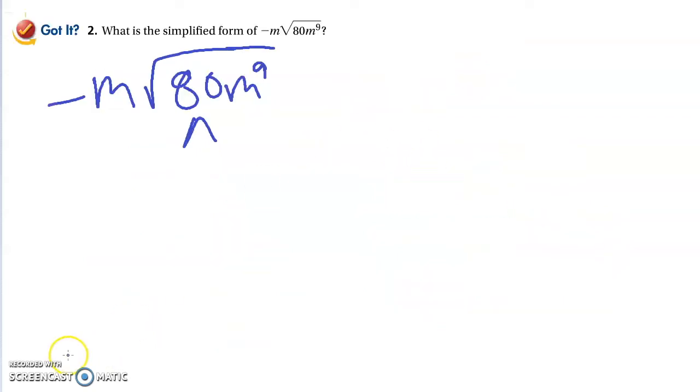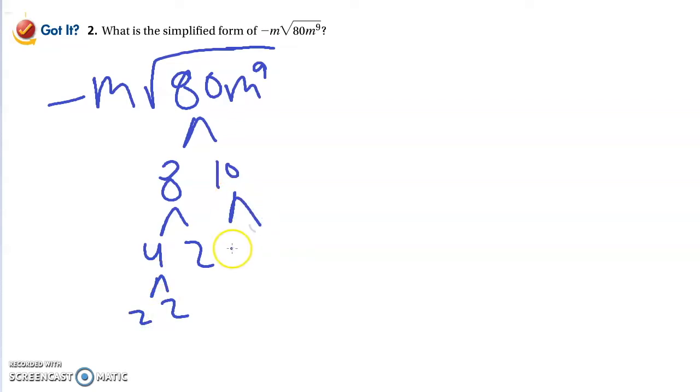Here's an example for Got It question number 2 that deals with the same thing. This time we have a negative m already outside in front, ready to ride the ride, so we don't have to worry about him. We're only going to worry about simplifying the inside of the radicand. 80 is the same thing as, let's say, 8 times 10. 8 is the same thing as 4 times 2, which is the same thing as 2 times 2. And 10 is the same thing as 2 times 5.